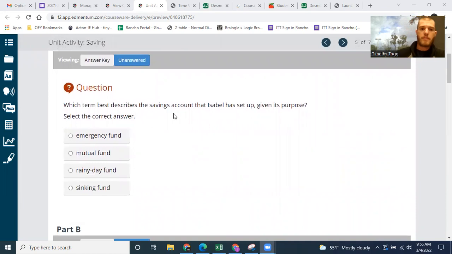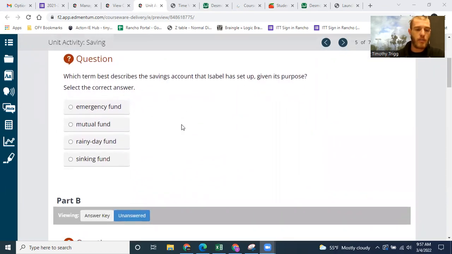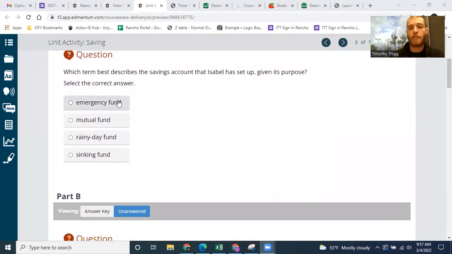Which term best describes the savings account that Isabel has set up given its purpose? Okay, it's not an emergency fund. She's saving it for a specific purpose, saving for a car, so that would not be an emergency fund. A mutual fund, no, it's not like an investment where she's putting into a mutual fund. It's not a rainy day fund. It's a sinking fund. Okay.